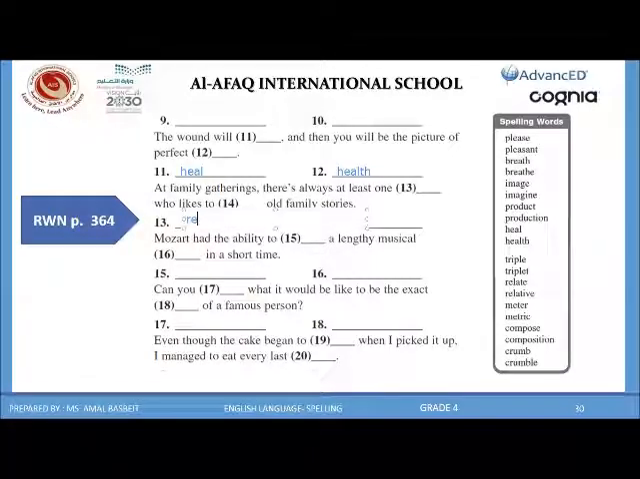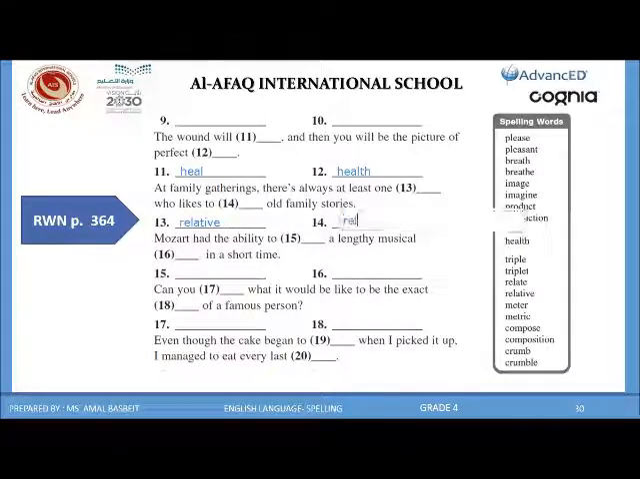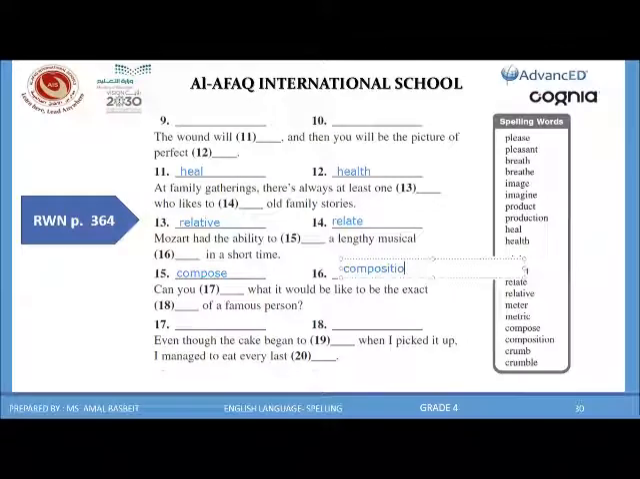So I'll put relative on number 13 and relative on number 14. As you see, I'll place it here and I'll write relate here. Relate, relative. And then 15 and 16. Mozart had the ability to compose a lengthy music call in short time. Compose, and here composition.